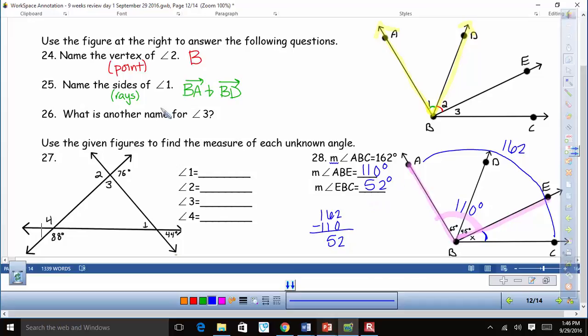Now, on 27, all you're looking at is either vertical angles or a linear pair. Vertical angles are what? Equal. They're across from each other or opposite of each other, and they're equal. Linear pair are what? On the same line, and they add to 180. If we need to come back to that one, we will.